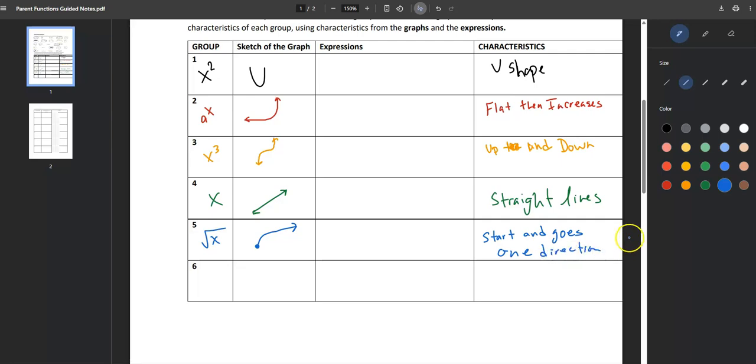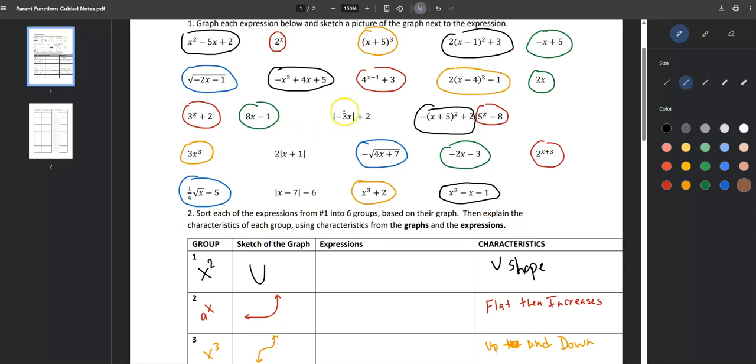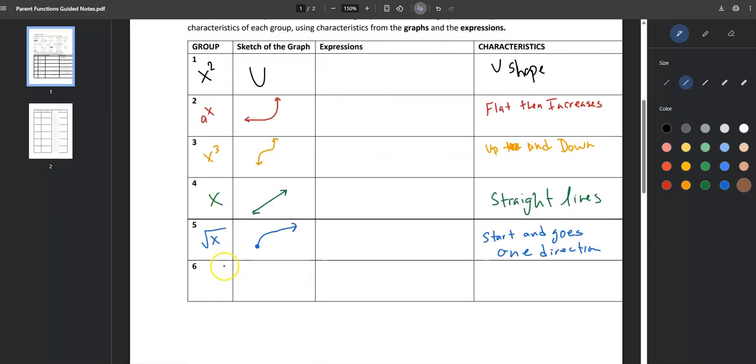Okay? And then my very last group that I have here is anything within absolute value. So any of these that are in brown will just go like this, two lines here, absolute value. These form this V shaped. So this is V shaped. Okay. All right, so this is great.